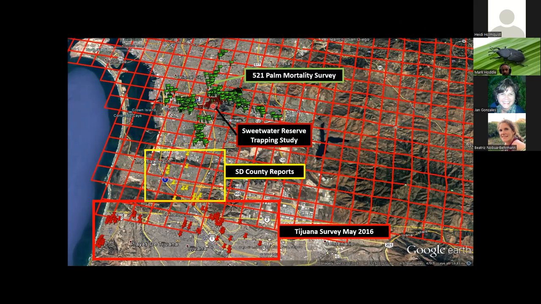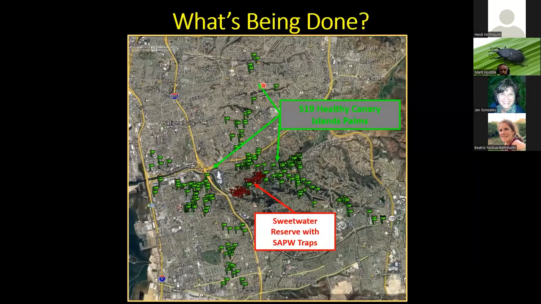In the Sweetwater Reserve, not only have we been monitoring weevils every month, we have also been flying a drone every 3 to 4 months, counting the number of dead palms in the reserve. And then around the reserve in a north, south, west, and east direction, we tagged 521 palms 6 years ago. Every 6 months, we drive around all those palm trees and record the numbers of palms that are still alive and those that have died.